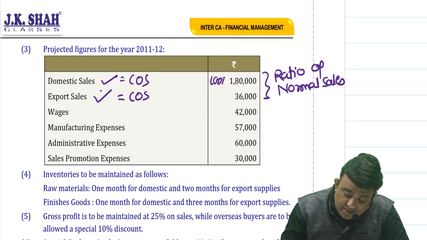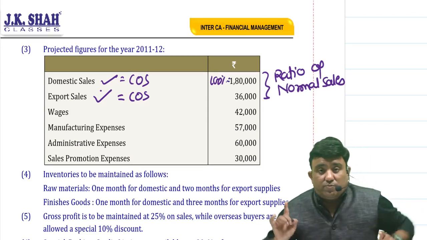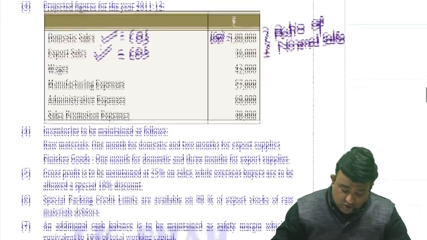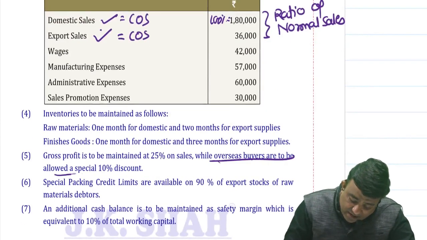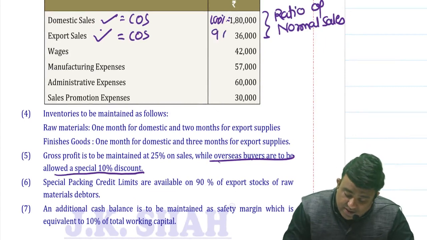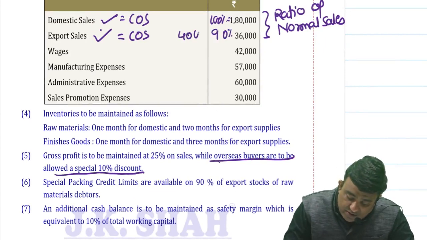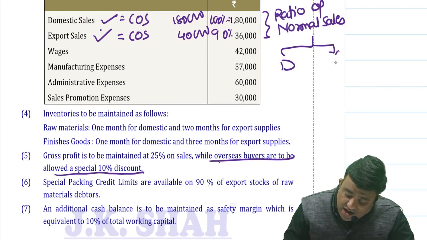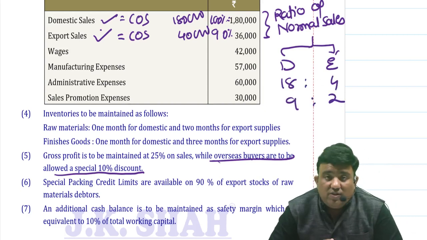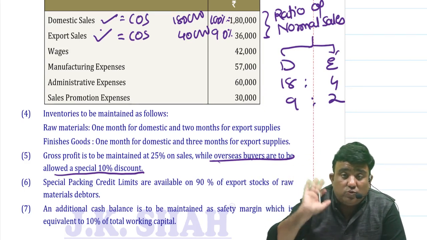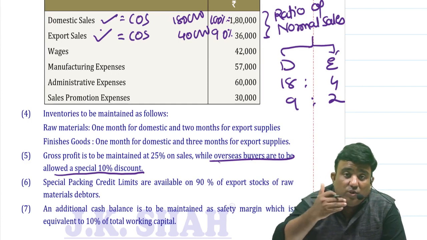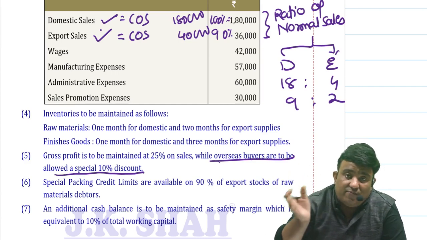And you might be aware about this. In domestic, we are selling at a cost price, matlab at a basic price. Not cost price, but normal selling price. And in export, we are selling at 10% special discount. So this will be 90%. So student, this is going to be 40,000. And this is obviously 180. So the ratio of 180 and 40 for domestic and export is 18:4 or 9:2. Whichever one, you can follow it. And whatever cost of sales you are going to derive, divide that in the ratio of 9:2. And thereafter derive both the data separately. Data for domestic and data for export.